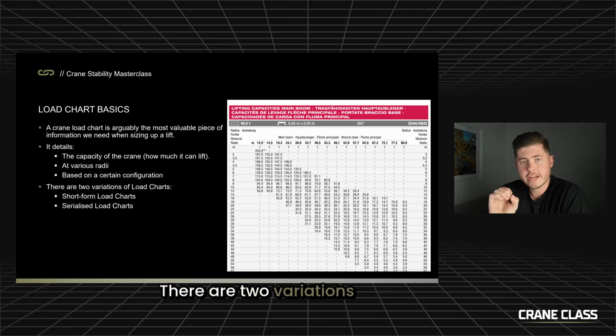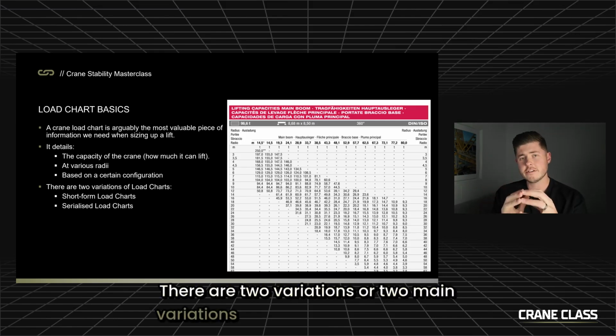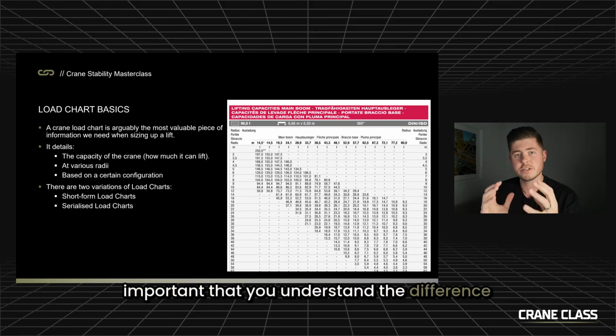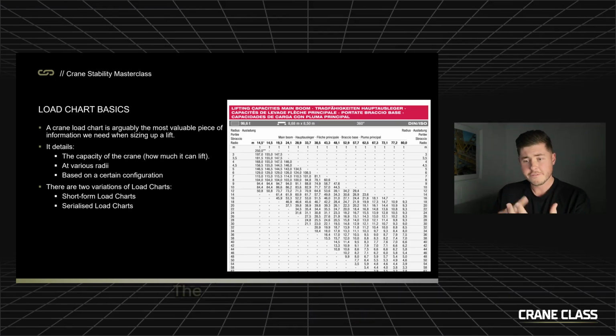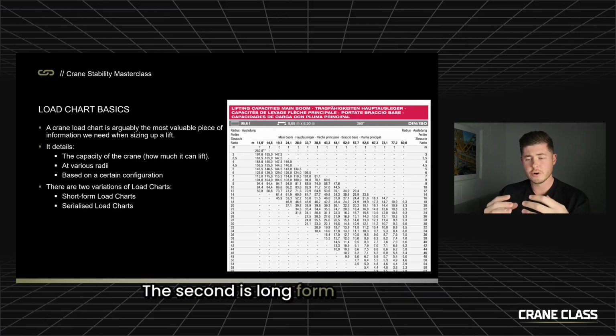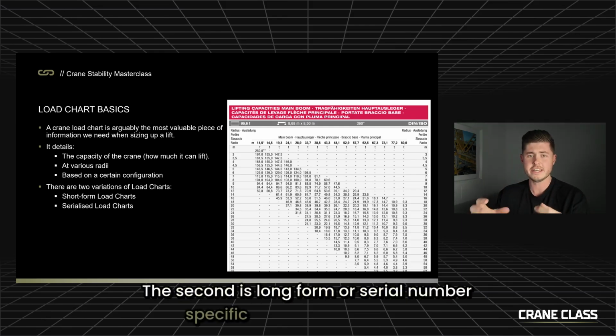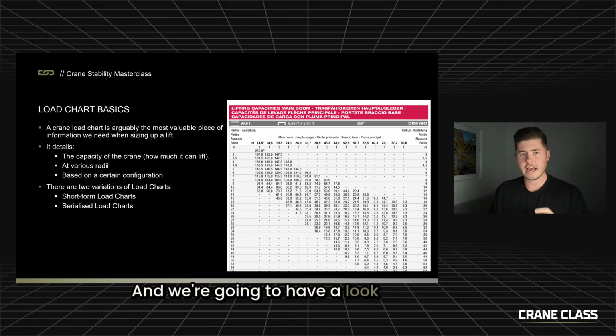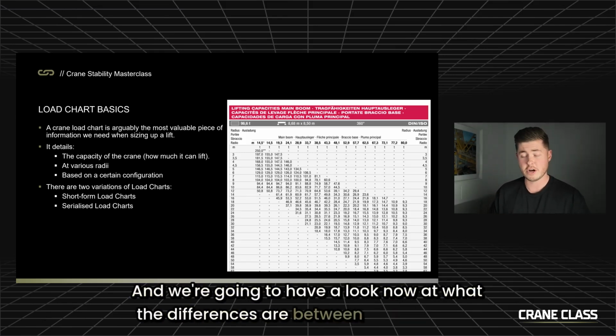There are two main variations of load charts, and it's very important that you understand the difference between them. The first is short form load charts. The second is long form or serial number specific serialized load charts. And we're going to have a look now at what the differences are between both of those.